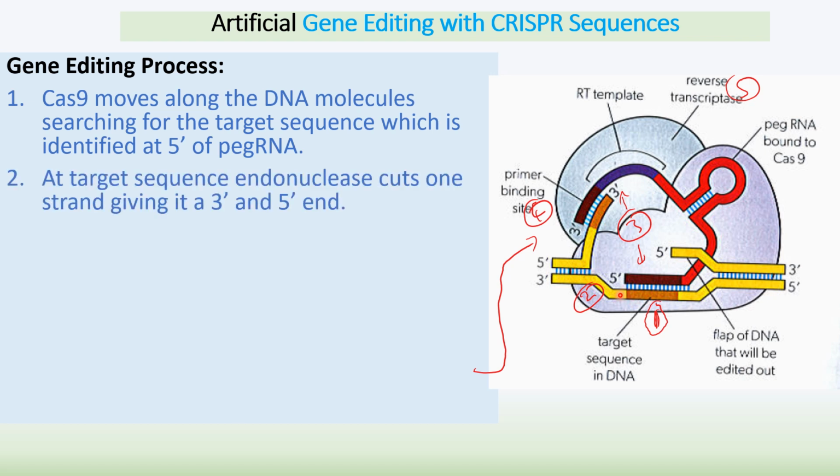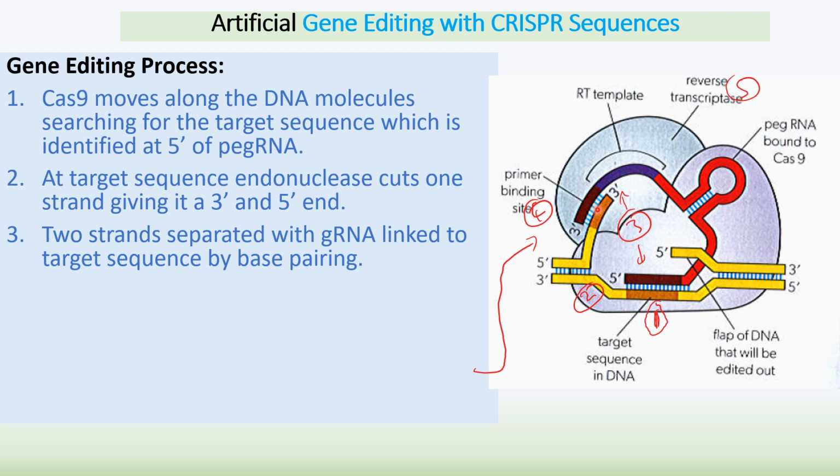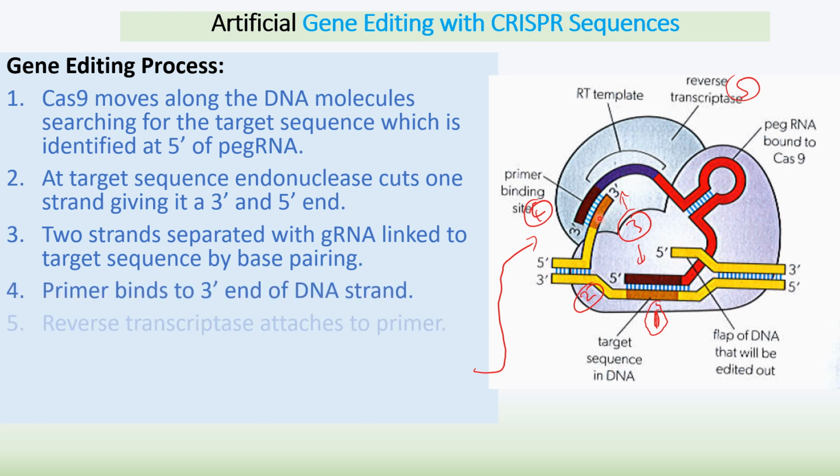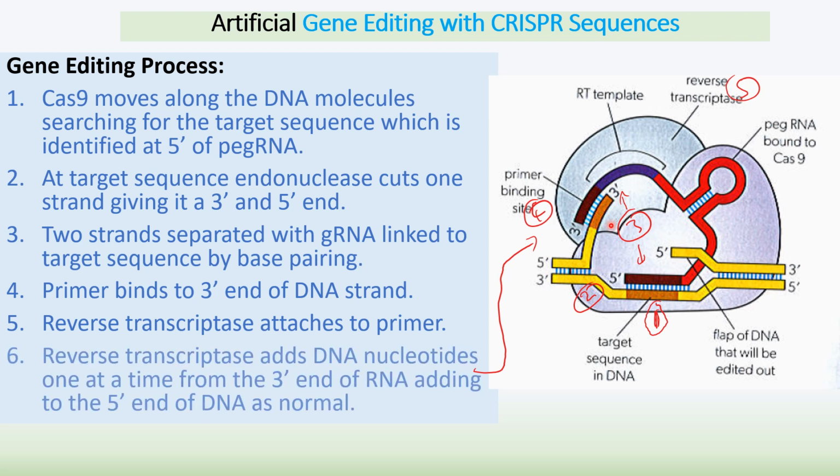At the target sequence, the endonuclease cuts one strand, giving it a 3' and a 5' end. And the two strands are separated with gRNA linked to the target sequence by base pairing. So this primer here that we want to attach then links via base pair rules. The primer binds the free end, and the reverse transcriptase attaches to this primer to ensure that the DNA molecule that you want, the code you want, is inserted into the DNA. Reverse transcriptase then adds DNA nucleotides one at a time to the 3' end of the RNA molecule, adding to the 5' end as normal.